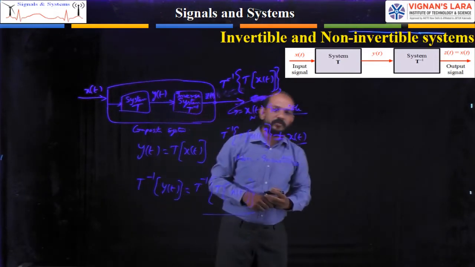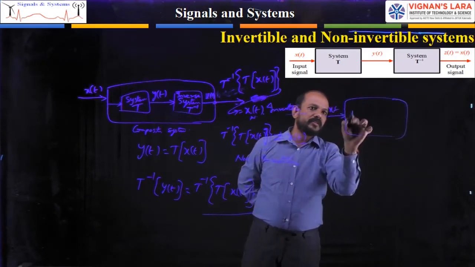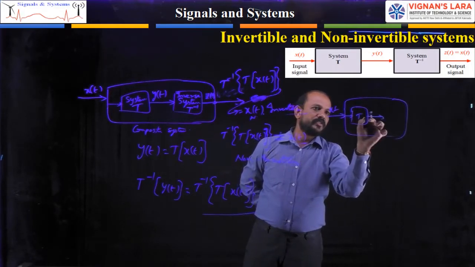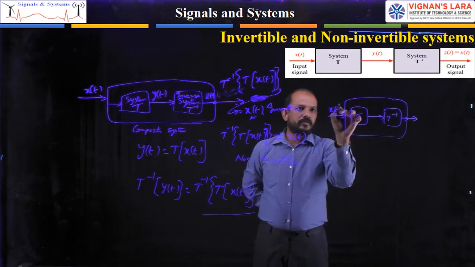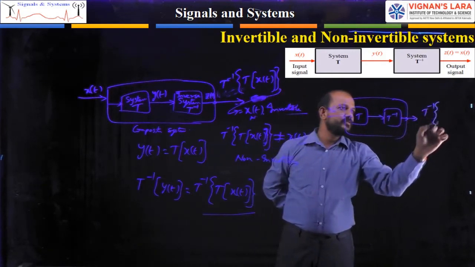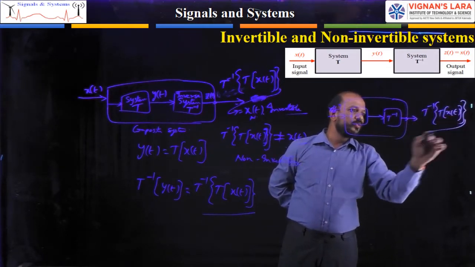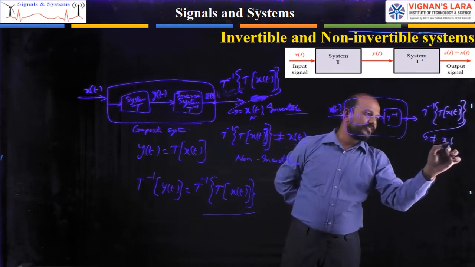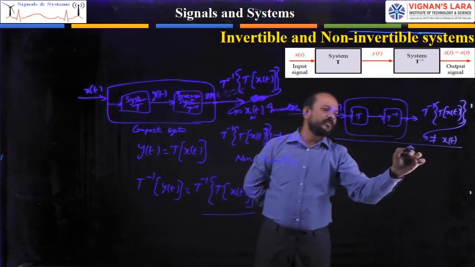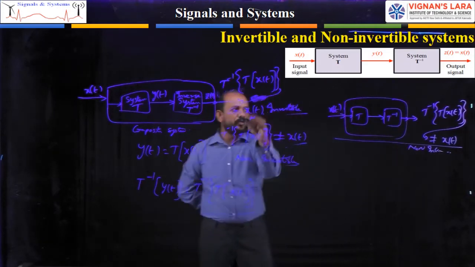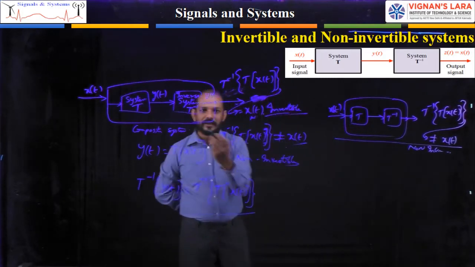If you want the diagram for non-invertible, I have to write the complete diagram again. We have x of t given to a composite system: inside there is a system transformation, and that is given to the inverse transformation. The output is the inverse transformation of the transformation of x of t. If this value is not equal to x of t, then I can say this is a non-invertible system. If it is equal, then it is an invertible system. So this is the block diagrammatic representation for invertible and non-invertible.